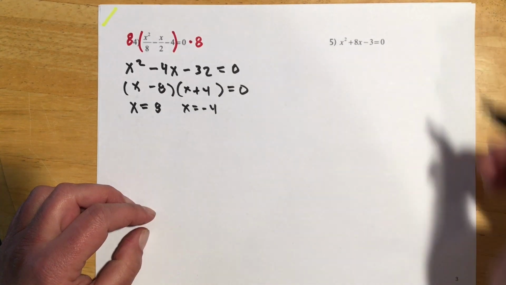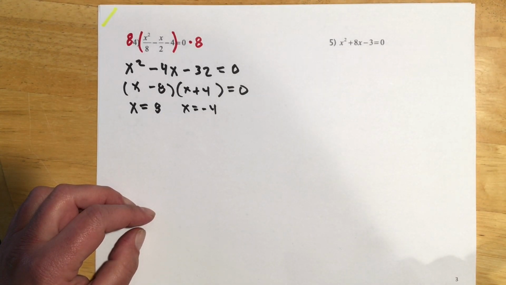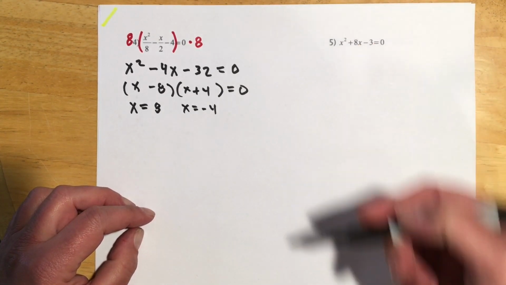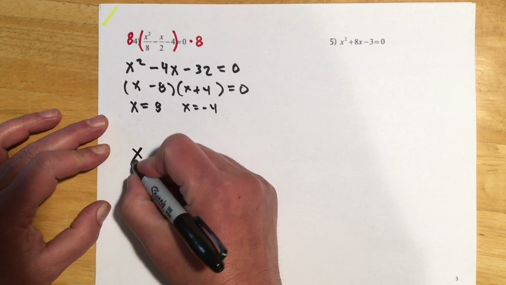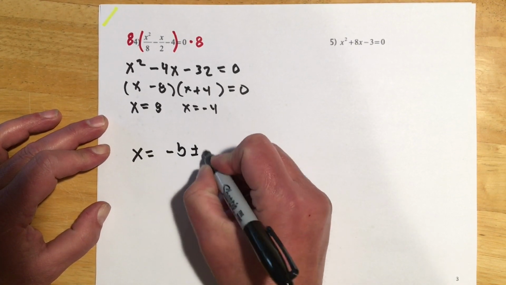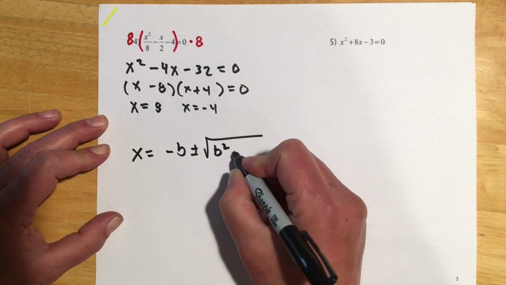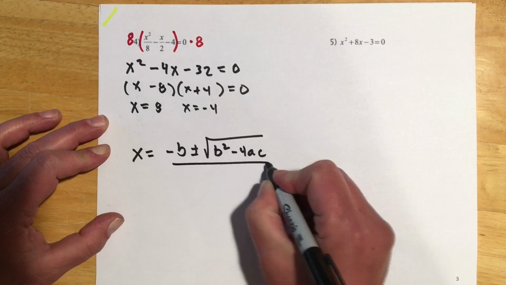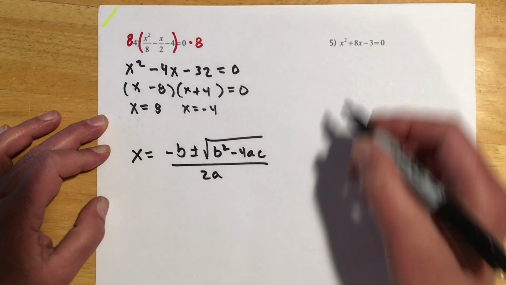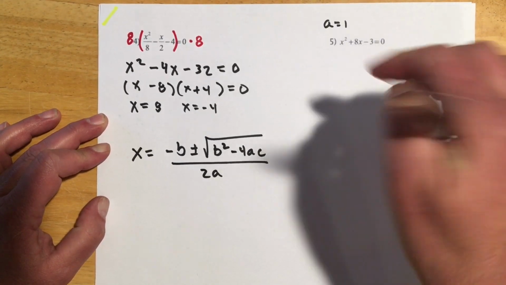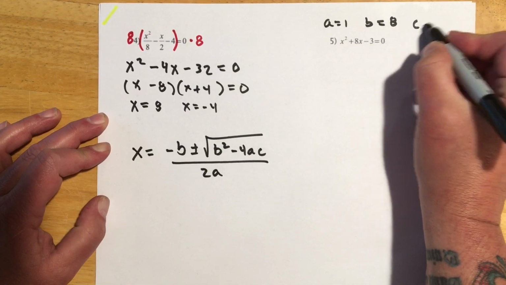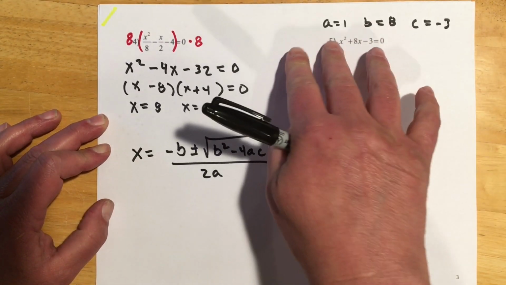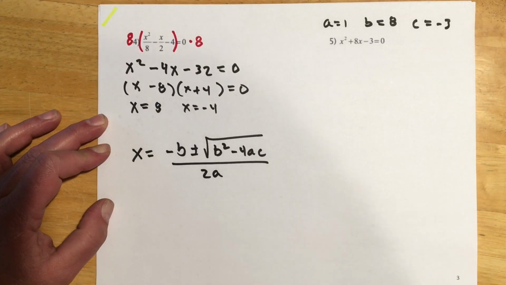Number 5, this one's already in standard form, and this is where we're going, is there anything that multiplies to negative 3 and adds to be 8? And it's like, no. So that's where you need to do the quadratic formula. I'll just write it over here since it'll be bigger. x equals negative b plus or minus the square root of b squared minus 4ac, all over 2a. In this case, my a is 1, the invisible 1 in front of the x squared. My b is 8, and my c is negative 3.